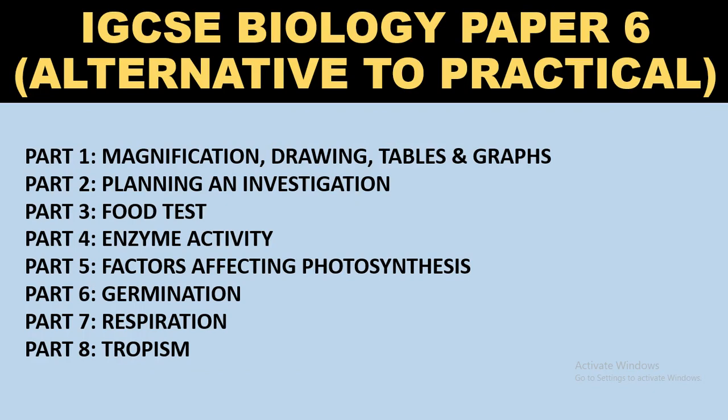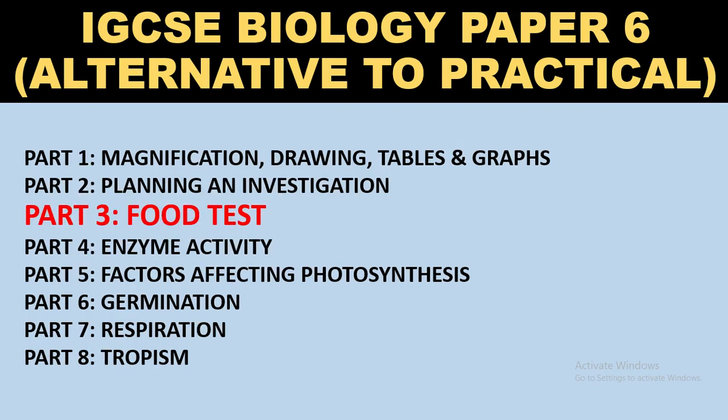Welcome back. This is part 3 of IGCSE Biology Paper 6, Alternative to Practical. Today we'll be looking at food tests. In IGCSE Biology, we have about 4 to 5 different types of tests to consider.